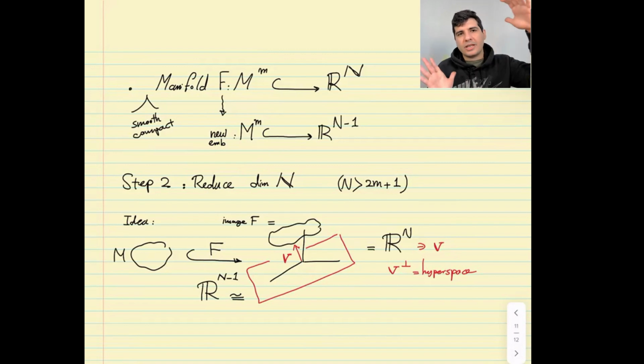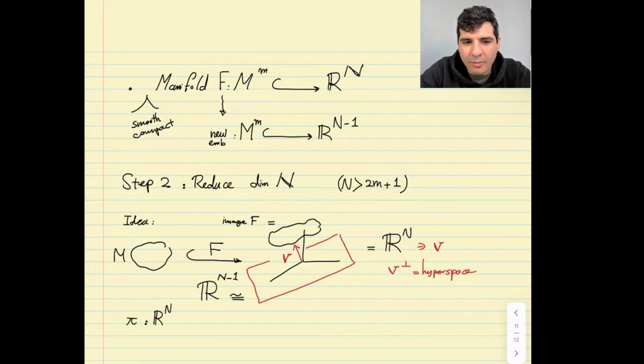Now consider the projection from Rn into this hyperspace. Let's denote that with pi. Let's project everything from Rn to this space which is normal to v. So this is a projection map, right? We project everything down. The projection of the image of f in particular would be something like this. By combining these two maps, first f acts on M, we go to Rn, and then we apply the projection, we go to R^(n-1).